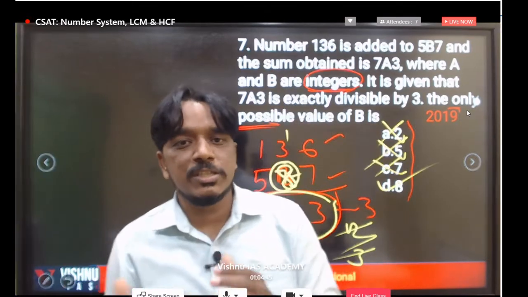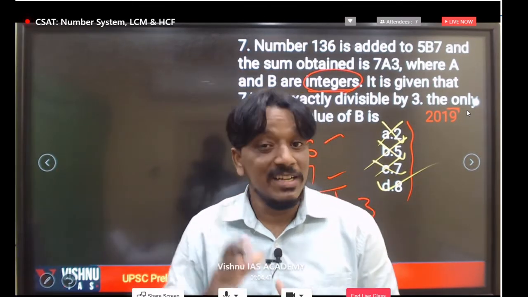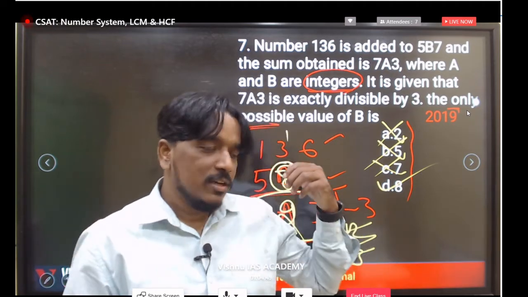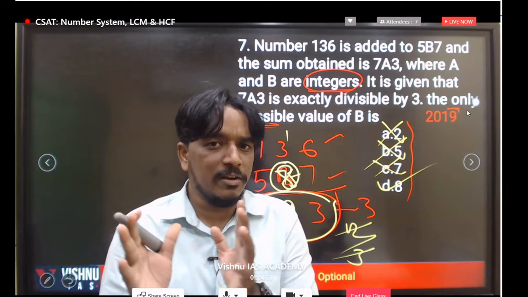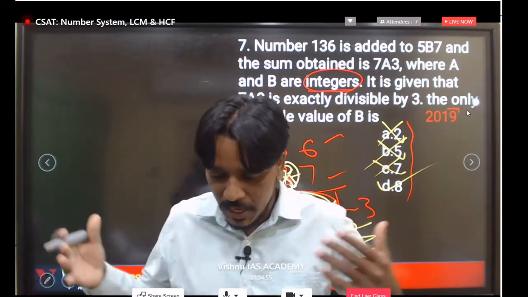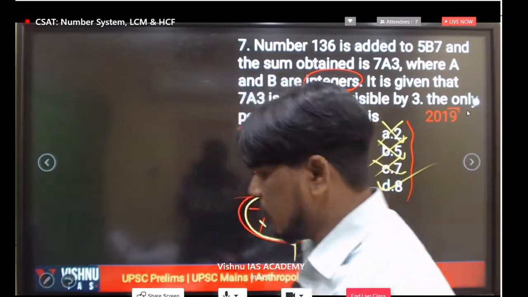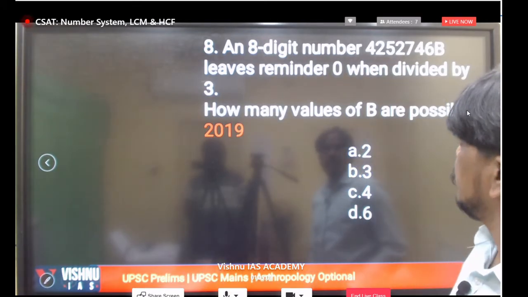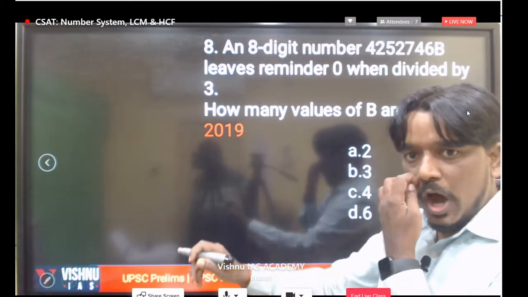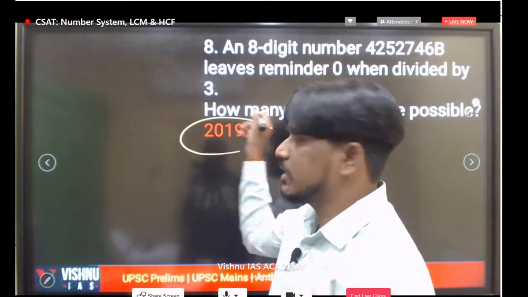Whatever concepts we discussed about basic numbers, digit-related questions and these kinds of divisibility rule questions, are very simple and very easy if you understand this basic concept. I hope everyone is clear with all these concepts up to this. Now one more question is there. Everyone should answer this question. Take this question as homework.